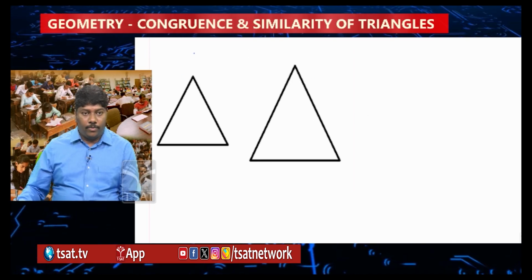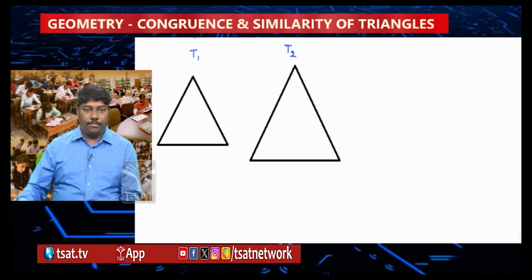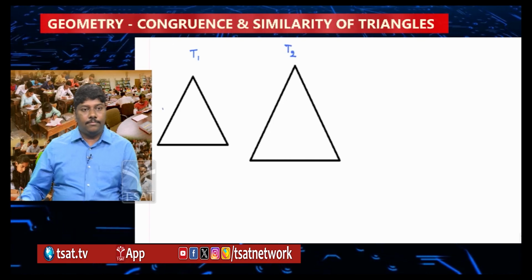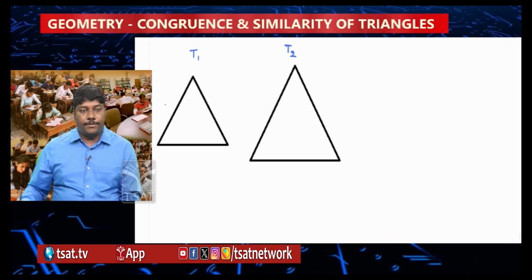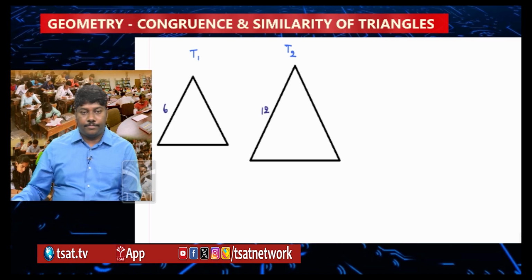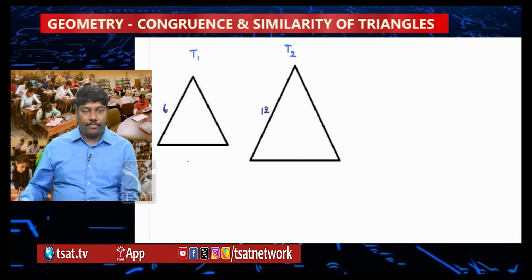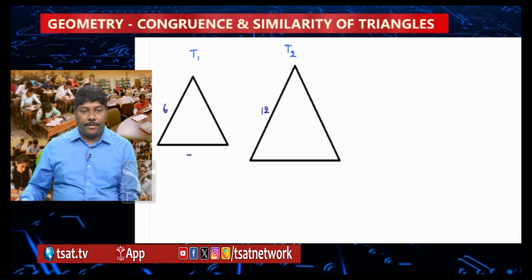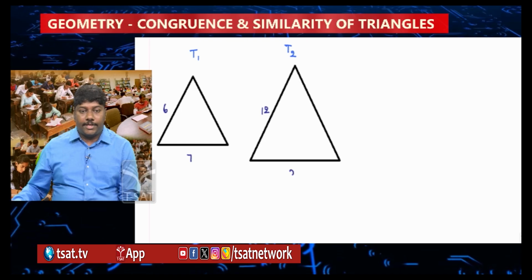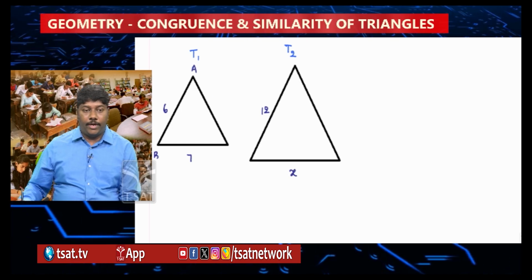Two triangles, triangle 1 and triangle 2. These are similar triangles I am giving you. This side is 6, this side is 12. They are similar triangles in the respective ratio. If this side is 7 and the corresponding side is x, find out the value of x. ABC, PQR.